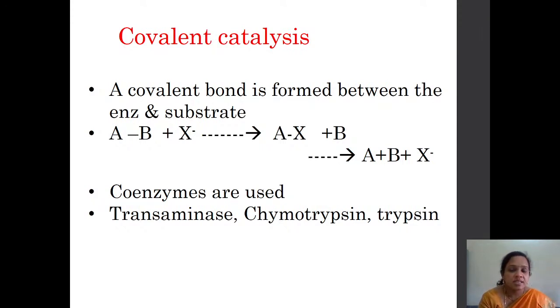Commonly used examples are transamination, where we have seen that pyridoxal phosphate is required as a coenzyme, chymotrypsin and trypsin. So in covalent catalysis, a covalent bond is formed between the enzyme and the substrate, and the coenzymes that are usually present help in formation of the covalent bond. The examples that use covalent catalysis for decreasing the activation energy are transaminases, chymotrypsin and trypsin.